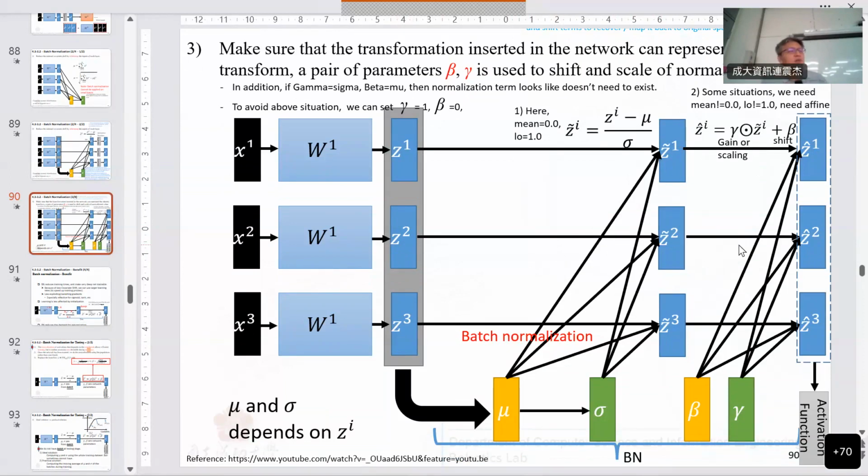Okay, so right now, in the other situation, you need to be very careful. If your batch size is only 1, is that correct? That's a problem.